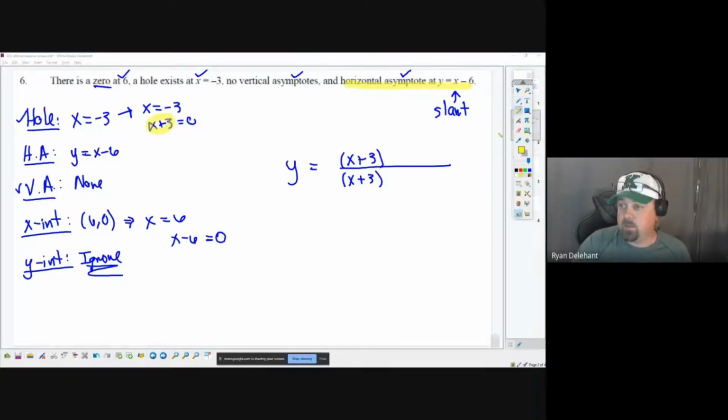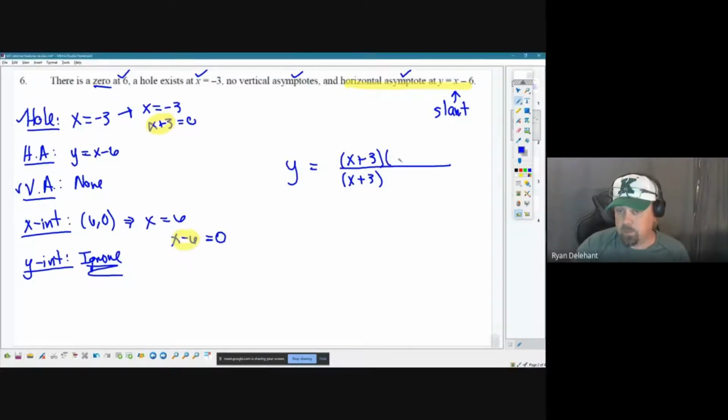And that means this factor goes into the top next to this x plus 3. So this is x minus 6. We took care of that one. And we don't have to worry about the y-intercept. So the only thing we need to deal with now is this weird thing that is slant.